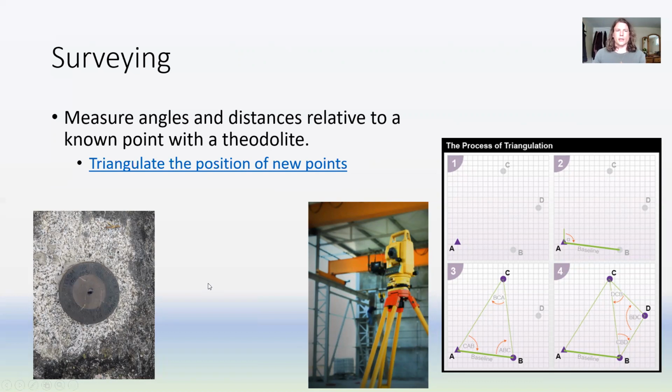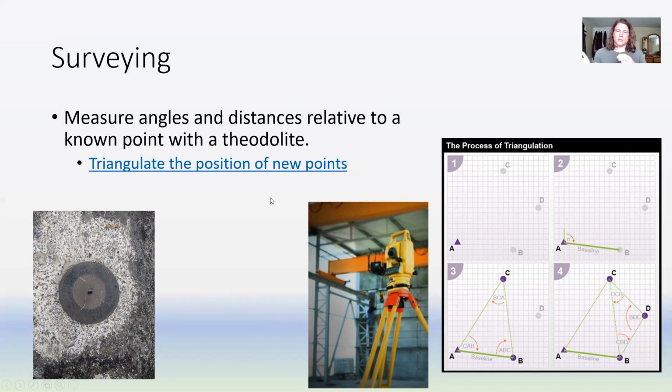This is a survey marker. And so what you can do is you can measure angles and distances relative to a known point and use that to calculate the position of new points using a process known as triangulation. So here's a little illustration of how you can go about it.